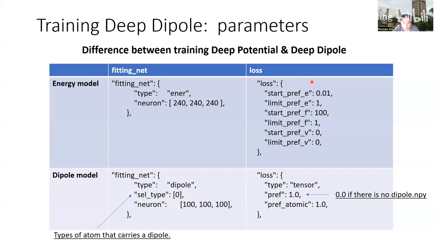The second difference in the training script compared to deep potential is in the loss section. Instead of specifying the prefactors for energy, force, and virial, you only need to specify the prefactor for the atomic dipole data and the global data. If the optional global dipole data is not provided, you can make the pref option to be 0.